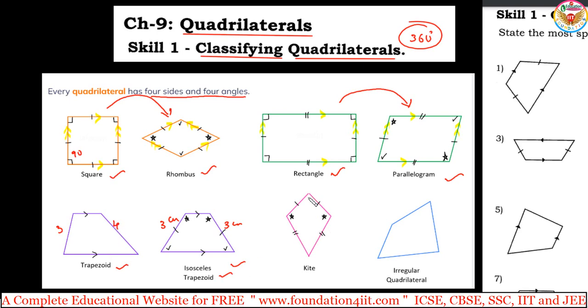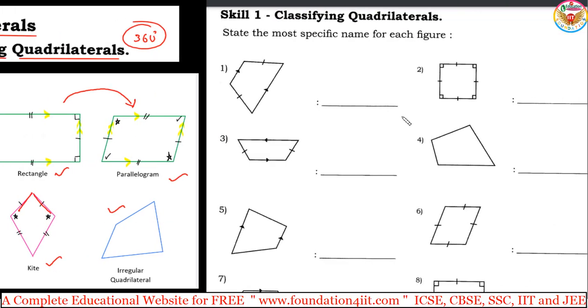And a kite has adjacent pairs equal. So these two are equal in length and these two are equal. Here only one pair of opposite angles is equal. Right. And the irregular quadrilateral: there is no particular shape for all the remaining shapes. That is an irregular quadrilateral. Okay, the kite shape is this. Remember? Right.